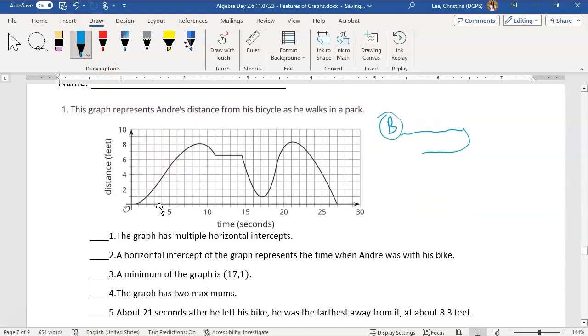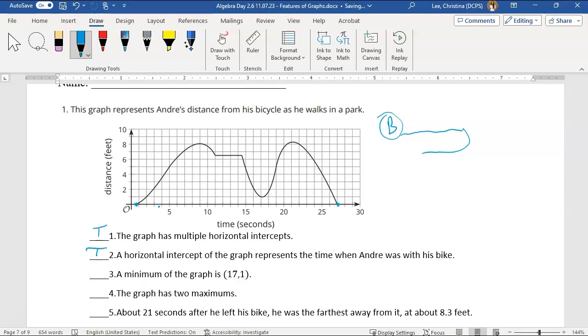All right, so true or false, the graph has multiple horizontal intercepts. I see a horizontal intercept here, and I see one here. So this is true. Yes, that is accurate. Number 2, a horizontal intercept of the graph represents the time when Andre was with his bike. So when it crosses this axis, is that when he's with the bike? That would be when there's 0 distance between him and the bike, so that is also true.